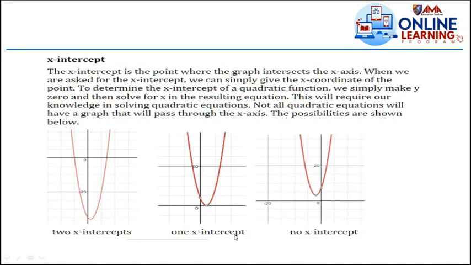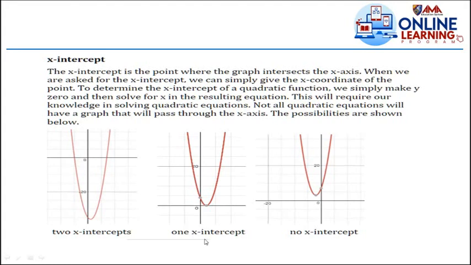Okay? Kaya sabi dito, be careful, paano nyo malalaman kung may x-intercept. Okay? The x-intercept is the point where the graph intersects the x-axis. Doon sa unang figure po natin, ito yung x-axis natin, ito yung y-axis po natin. Dito dumaan yung opening ng parabola po natin, kaya meron tayong dalawang x-intercept. The other one is positive, the other one is negative.